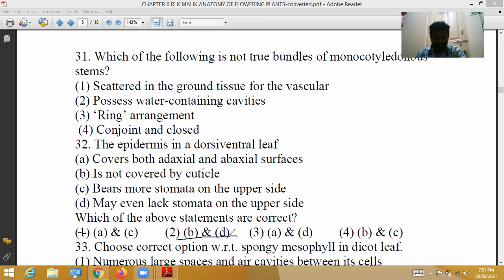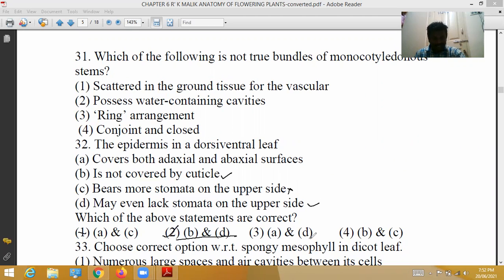Let's see B and D. It is not covered by cuticle. Yes, in a dorsiventral leaf, the epidermis is not covered by cuticle. It is correct. Next, bears more stomata on the upper side. Actually, the lower side bears more stomata, so C is the wrong option. May even lack stomata on the upper side. Yes, in some species, stomata are absent on the upper epidermis. So B and D are correct.